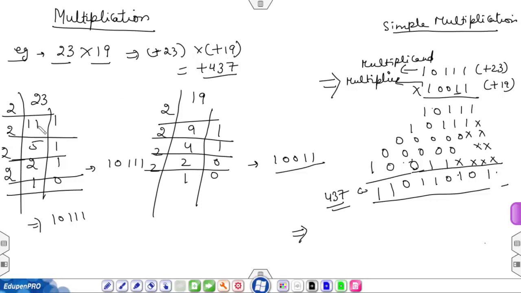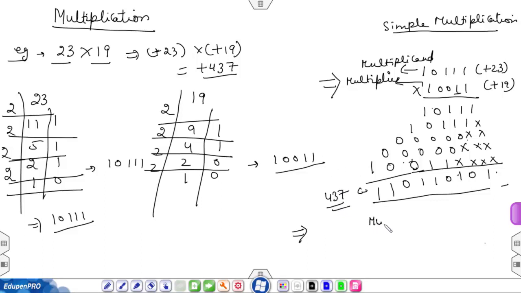Now for binary multiplication, first convert 23 into binary form. In binary form it will be equal to 10111. After that convert 19 into binary form. In binary form 19 will be 10011. Now we have to perform the binary multiplication. So 23 is 10111 and 19 is 10011. We multiply the multiplicand with the multiplier and we get the result 110110101, which is equal to 437 in decimal. So this is a simple binary multiplication.